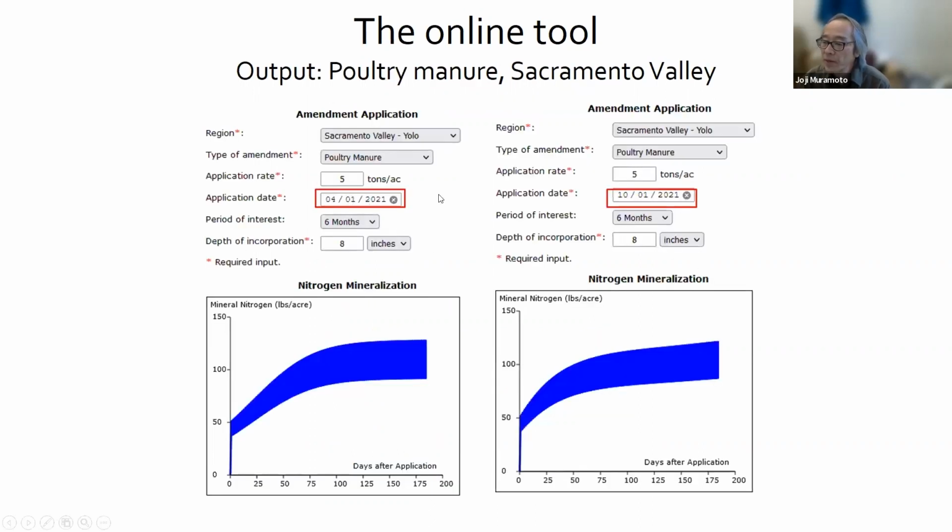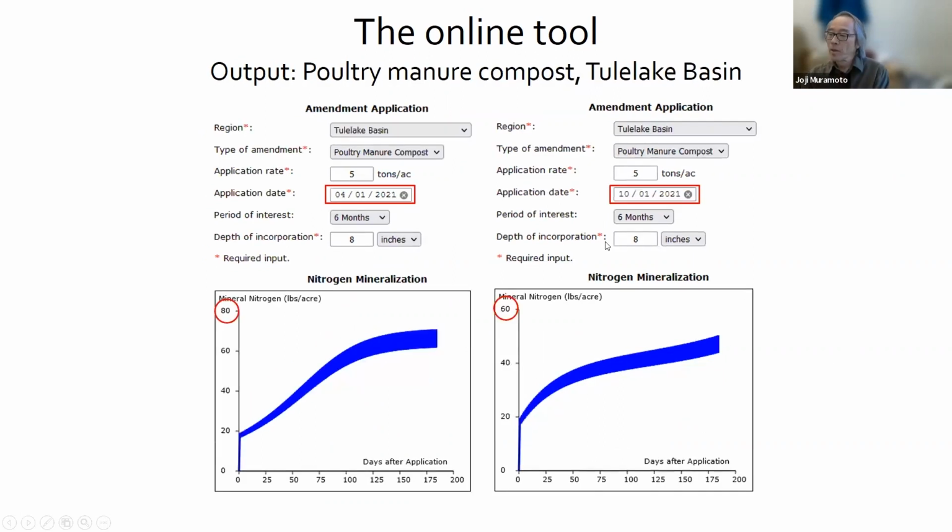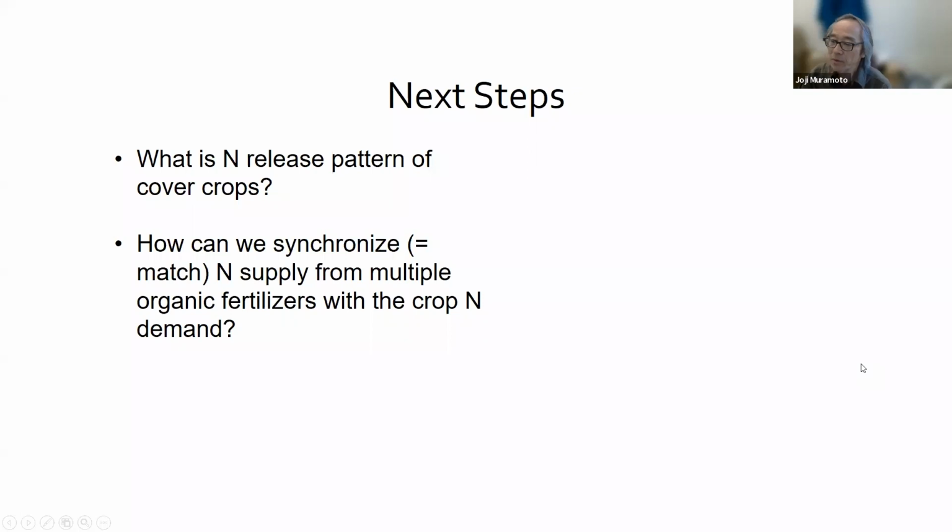This is an example of a different date. The left side is April, and the right side is October, as the beginning date. The pattern is a little bit different. October released more nitrogen upfront compared to April. And this is a different type of amendment, poultry manure compost. In this case, seasonal difference affects more. In April, the maximum is 80, and in October only 60, so April released much more. Again, this tool is available online.